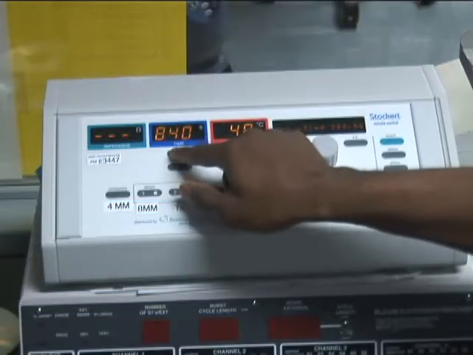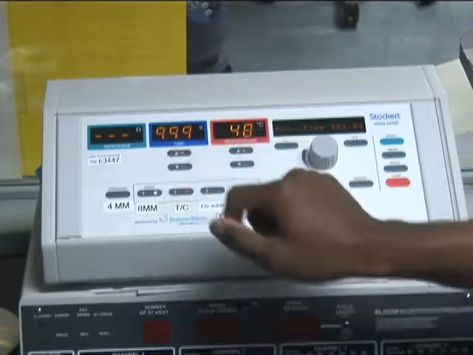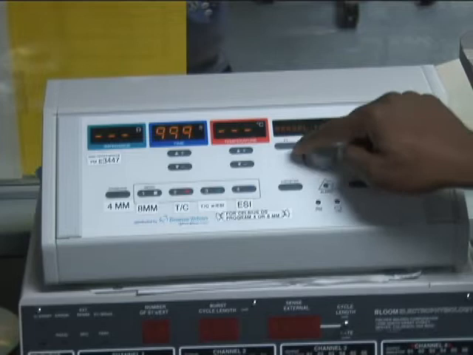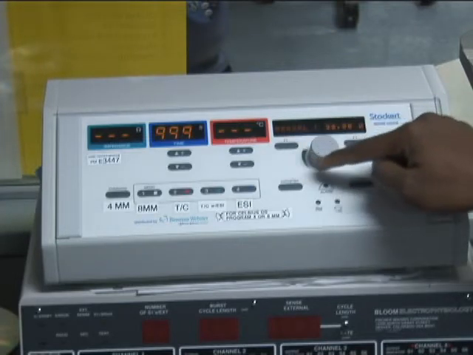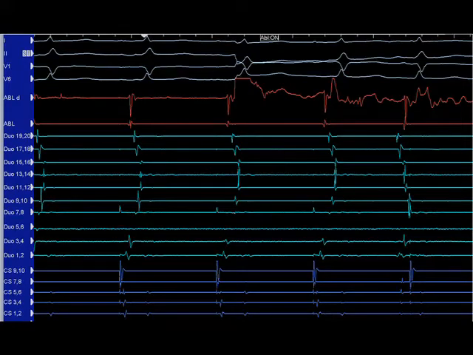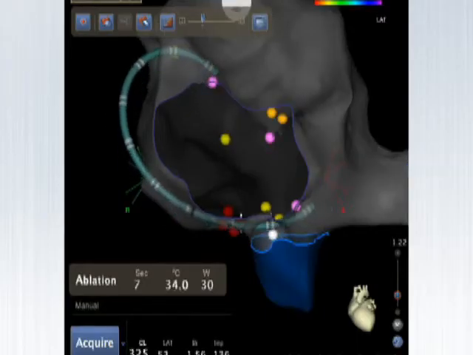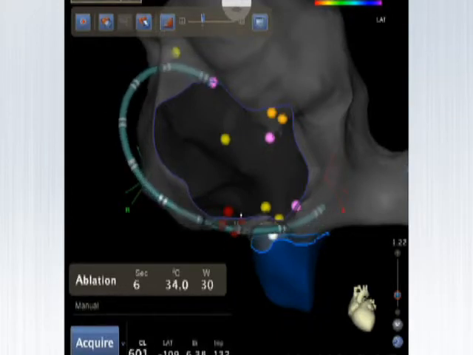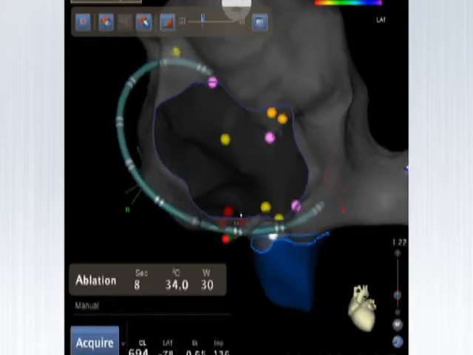For the ablation, the radiofrequency generator is programmed to the desired settings. In this case, using an open irrigated tip catheter, 30 watts was used. The ablation catheter is placed into the right ventricle and then drawn backward until atrial electrograms are seen. The catheter should be at about 6 o'clock in the left anterior oblique projection, as more medial positions lead to a higher risk of heart block.